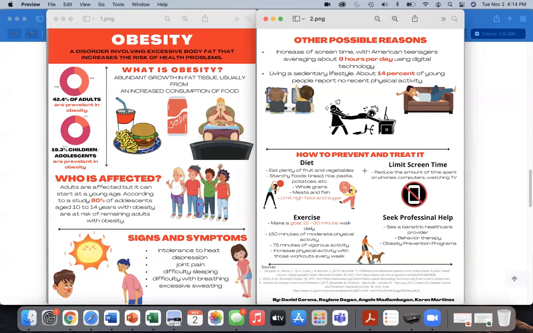Or you can widen the how to prevent overweight section to expand a little bit and take out some of the extra graphics that you have under other possible reasons. So those are my comments.